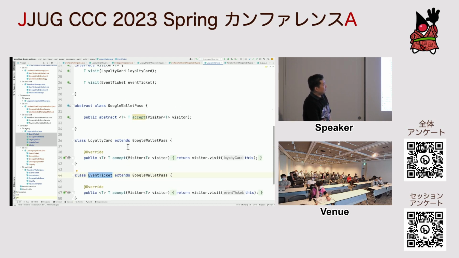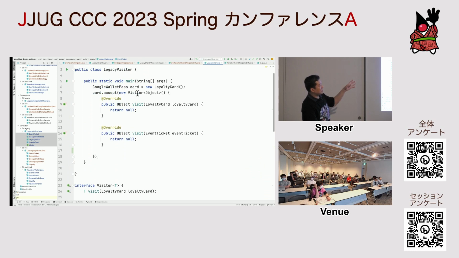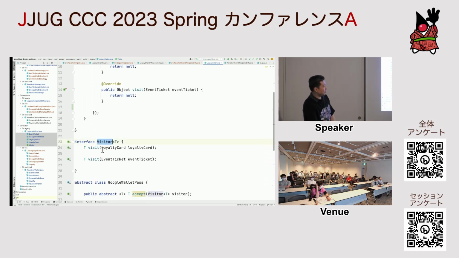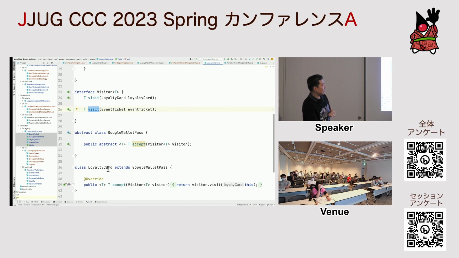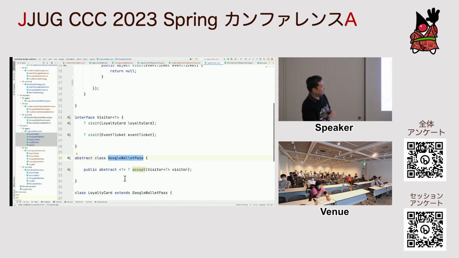Another benefit of the visitor is that, well, that's how you implement it. You create a visitor, you create an interface visitor, and you create a method visit for each one of those subtypes. I have here abstract class Google Wallet Pass, loyalty card, event tickets.